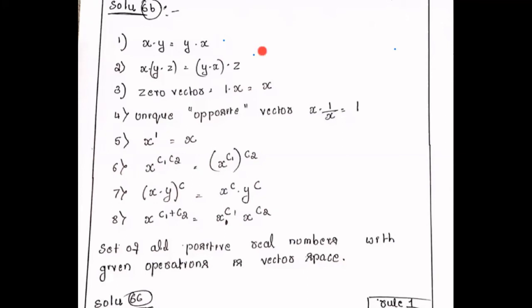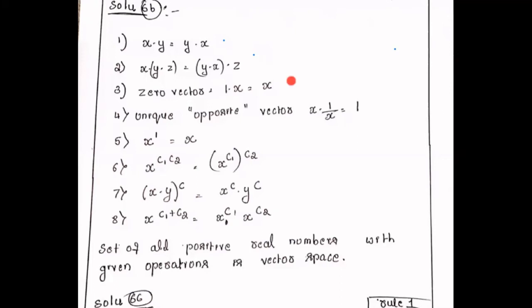The second condition was the associative property. x plus y plus z was there previously. Now everything is replaced by multiplication. That is also proved. Here the zero vector is a trick.